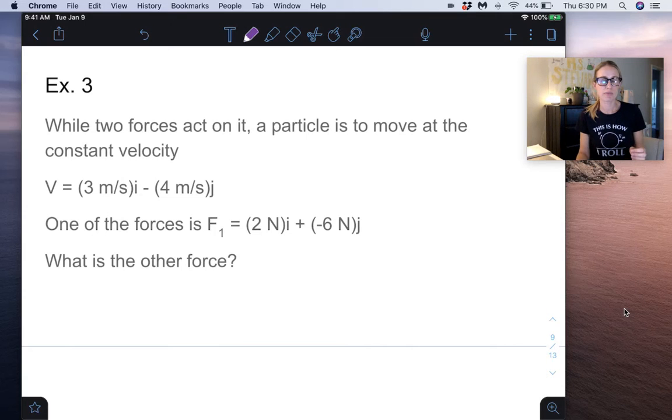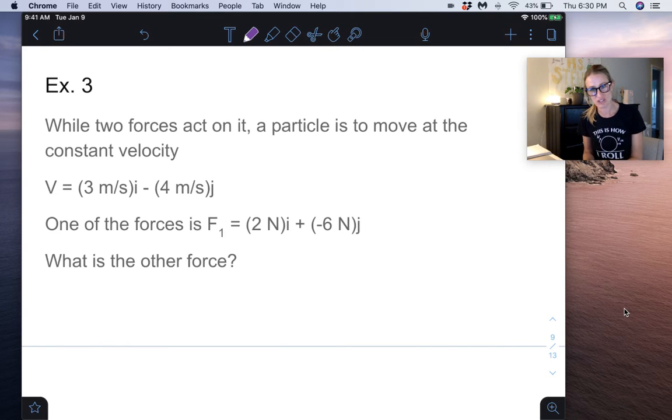We're going to do a couple examples of Newton's second law dealing with unit vector notation. So the first example: while two forces act on it, a particle is to move at the constant velocity 3 meters per second i hat minus 4 meters per second j hat. One of the forces is 2 newtons i hat plus negative 6 newtons j hat. What is the other force?